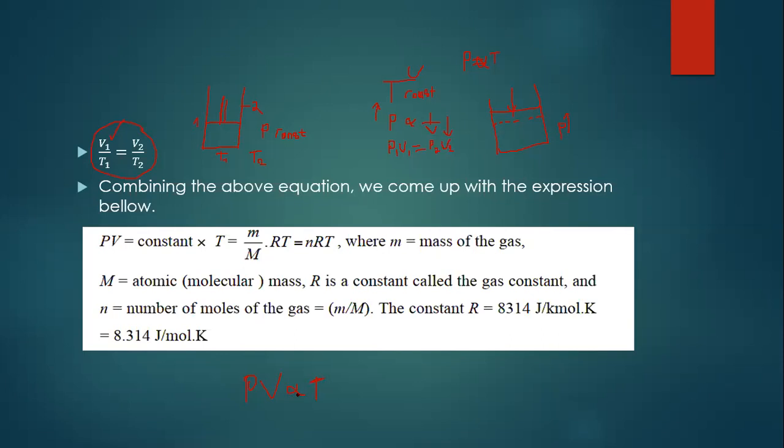Now we want to find out the constant of proportionality. We are saying pressure times volume is constant to temperature. Now to find out the constant of proportionality, this constant of proportionality is obtained by this expression. The constant of proportionality is small m over big M. Now, what does small m over big M mean?